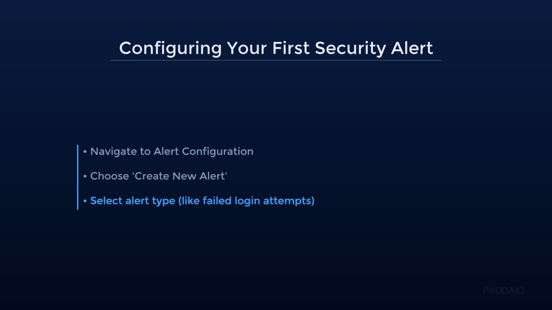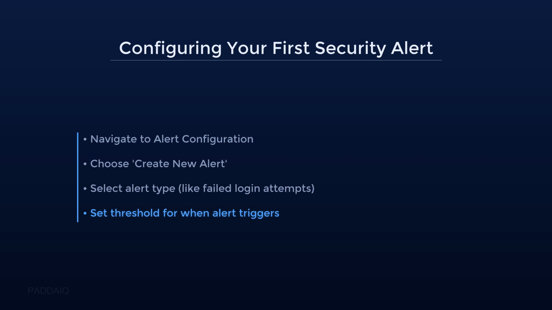Select alert type, like failed login attempts. This means choosing what suspicious activity will trigger an automatic security warning. For example, you could set an alert for when a user fails to log in 5 times in a row, indicating a potential brute force attack. This proactive step is fundamental for protecting your applications and user data.